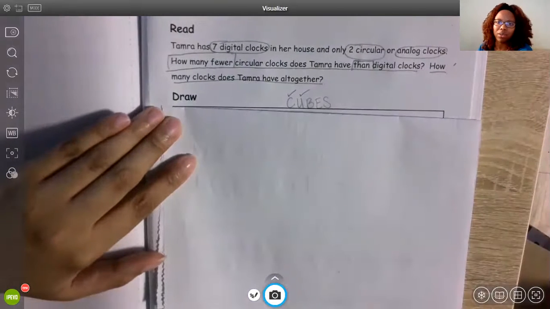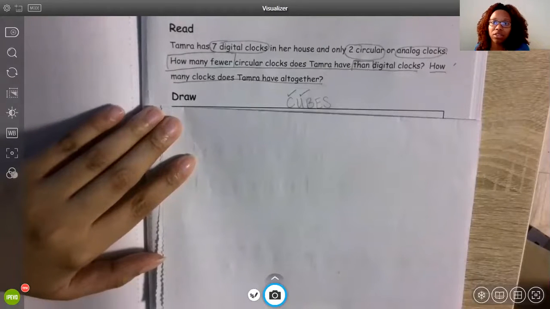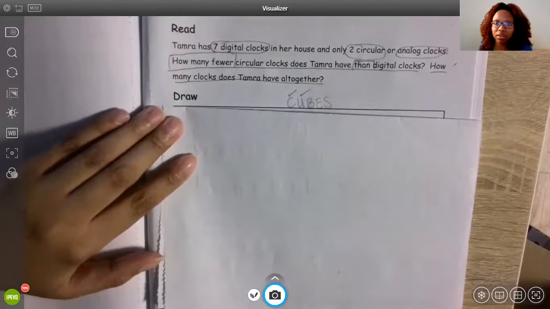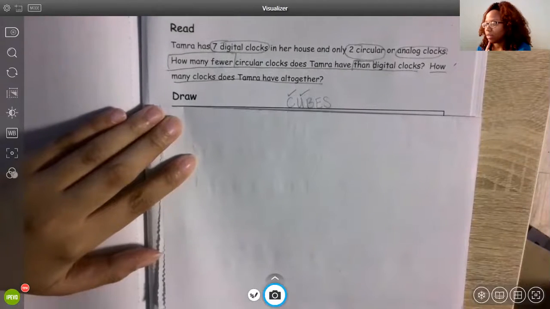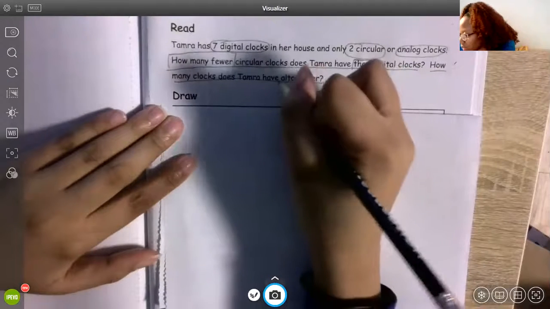I also need to circle a keyword in my second question because remember I have to answer 2 different questions. So in my second question, I might have to do something a little differently. What did you find if you look at our second question? I'm gonna box all together.